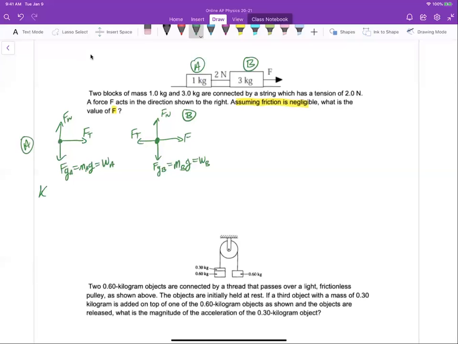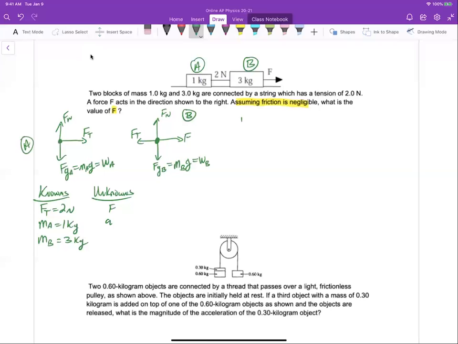What are our knowns? We know the force of tension, which is 2 newtons. We know the mass of A, which is 1 kilogram, and the mass of B, which is 3 kilograms. Of course, we know g because we're assuming we're on Earth. And what are our unknowns? What are we trying to solve for? We're trying to find F, and we don't know the acceleration. Those are our two unknowns.